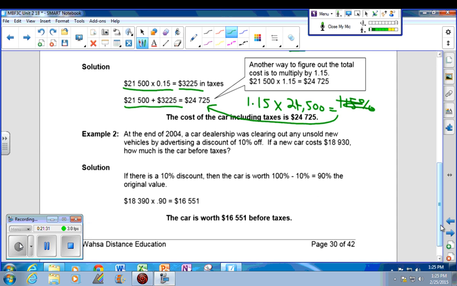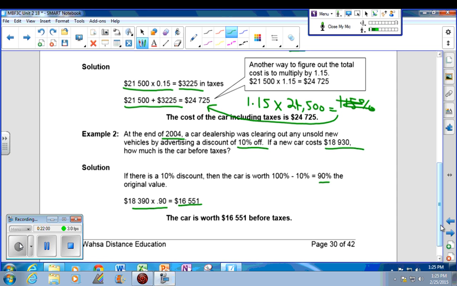Now, sometimes there'll be some discounts, right? So it says here at the end of 2004, a long time ago, a car dealership was clearing out any unsold new vehicles by advertising a discount of 10% off. So if a new car costs that, how much is a car before taxes? Again, we could find 90% of the base price, and that's usually the way to do it. Just find 90% of the base price.